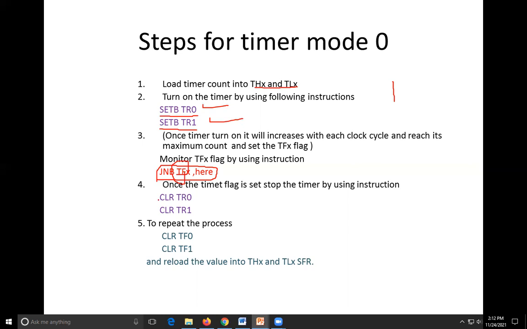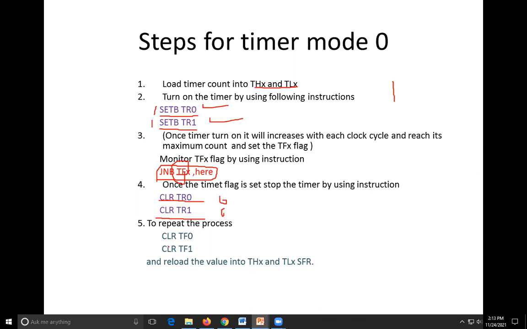So here we have to clear the timer, which means you have to stop the timing for TR0 and also for TR1. Clear means you have to put the value 0, so here we put the value 0 0. Putting the value 1 1 starts the timer, and putting 0 0 stops the timer.